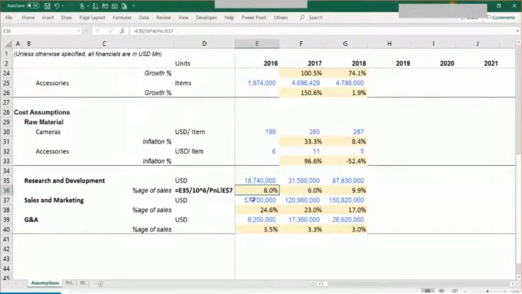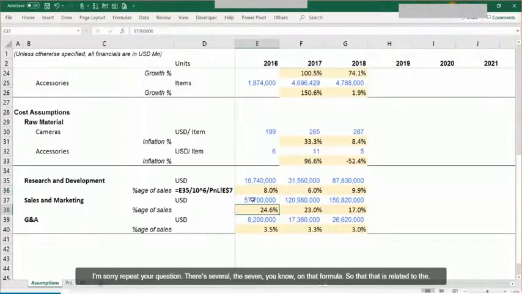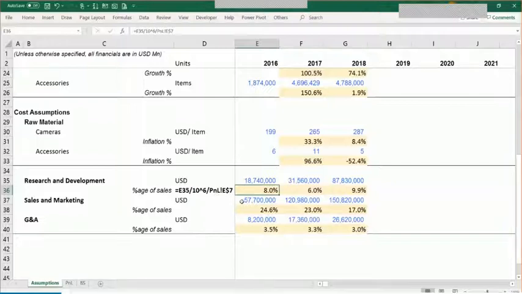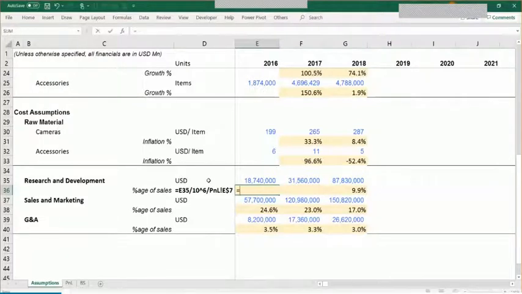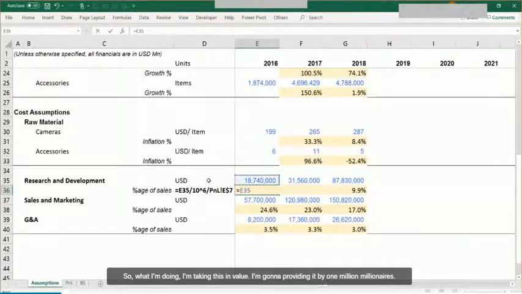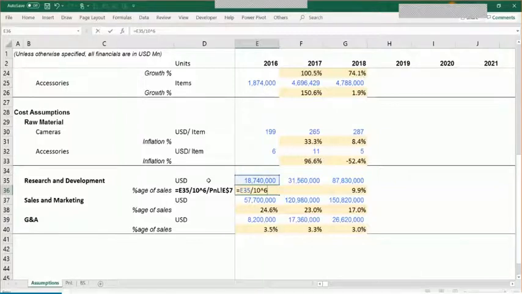I'm sorry, repeat your question. The 7 you have written in that formula, what is that related to? So this is row number 7. Look at this formula again. Let me write it afresh. So what I'm doing, I'm taking this 18 million as an absolute value, and I'm dividing it by 1 million. Now 1 million is basically 10 to the power 6, to convert to million. This is converted to million.